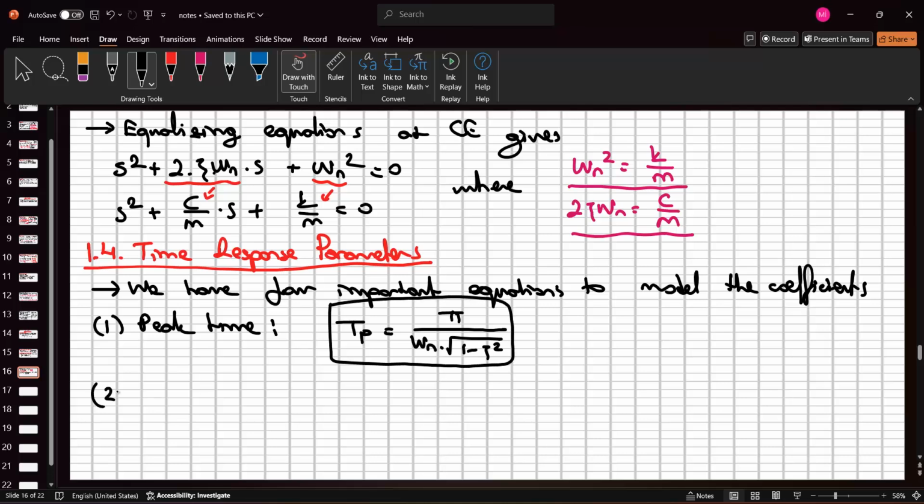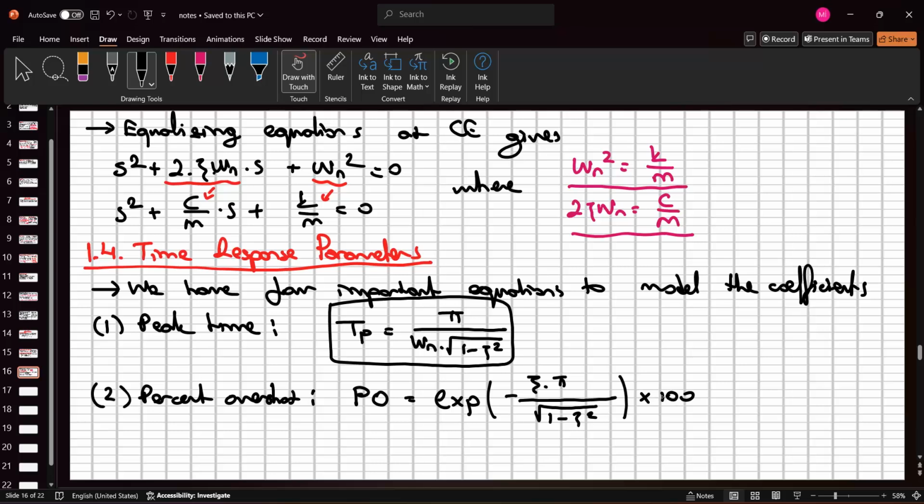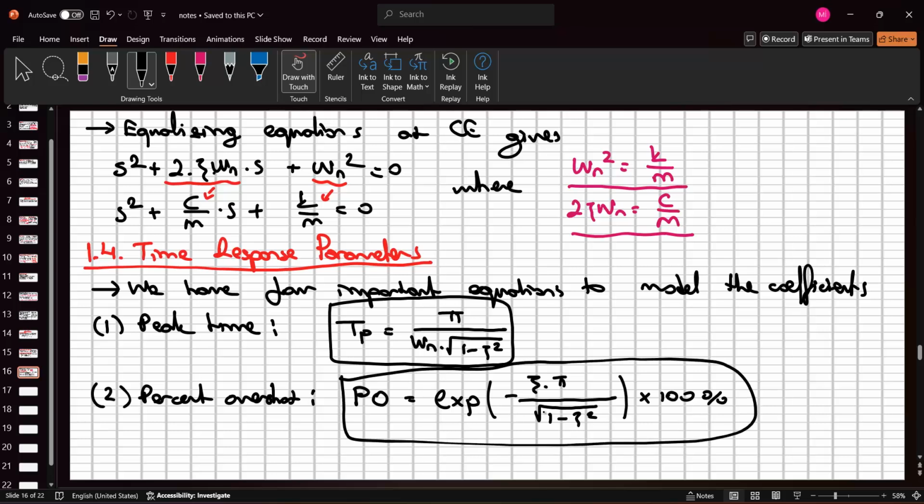And also we have the percentage overshoot values. The function PO is equal to the exponential of minus zeta times pi divided by the square root of 1 minus zeta square. Okay? And also this is the percentage rate, and so we need to multiply with the 100%. Okay? This is the second formula.